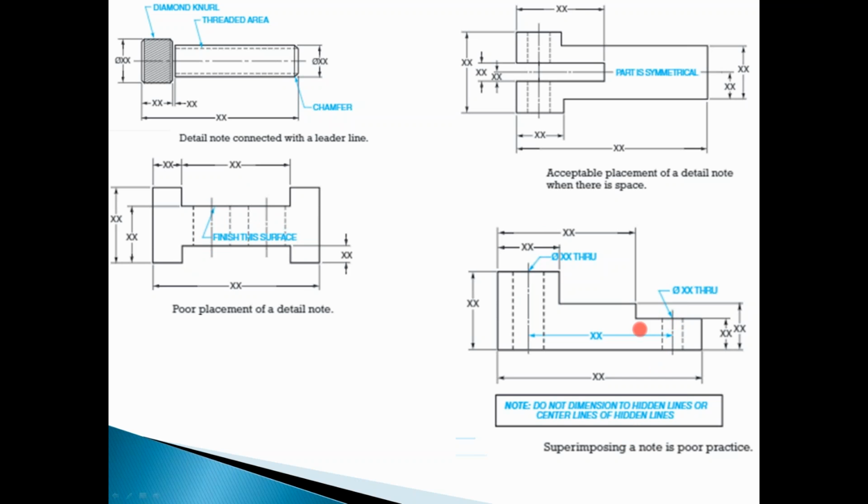And do not dimension to a hidden line or the center line of a hidden line. So don't dimension the center line of the hole, or any hidden line. Don't dimension them, and you will just call out the diameter of that hole. So superimposing a note is poor practice.